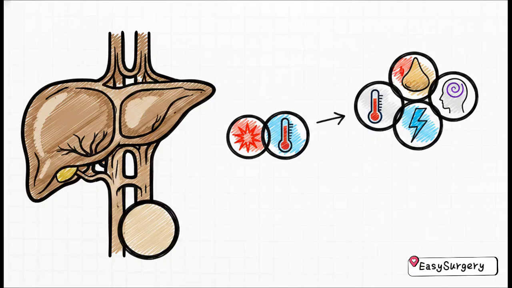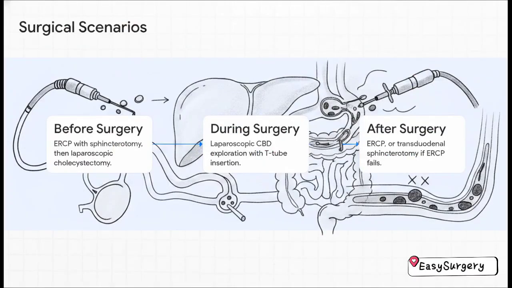If that infection spirals into full-blown sepsis, it becomes Reynolds pentad, adding severe shock and altered mental status to the mix. To definitively diagnose this, MRCP is your gold standard, though an endoscopic ultrasound is best if you're hunting for tiny microliths. So how do we fix it?